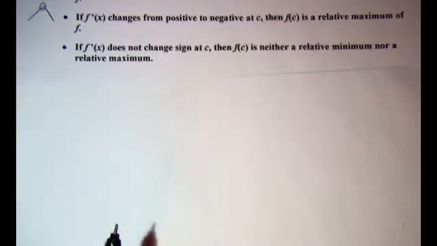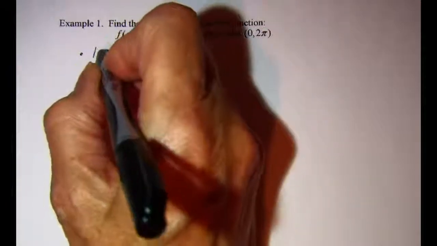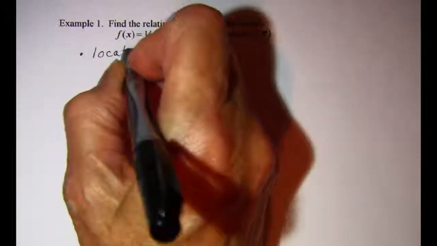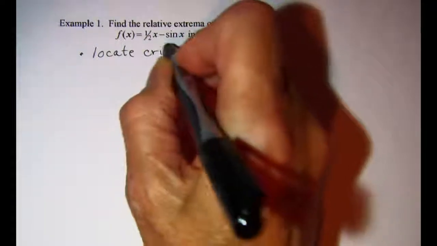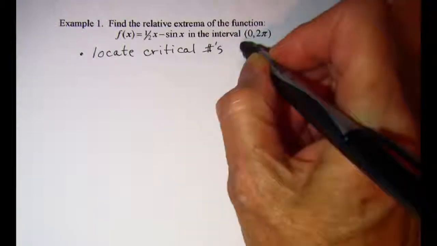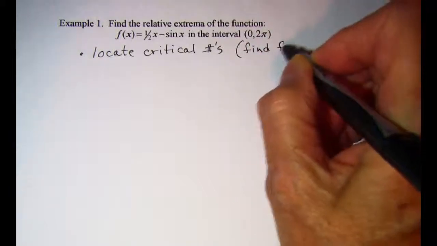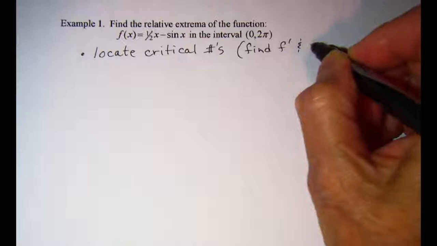On an example that we'll be doing, we're asked to find the relative extrema of the function f of x equals 1/2 x minus sine x in the interval from 0 to 2 pi. Our first step is to locate the critical numbers, and we'll do that by finding the derivative and setting it equal to 0.